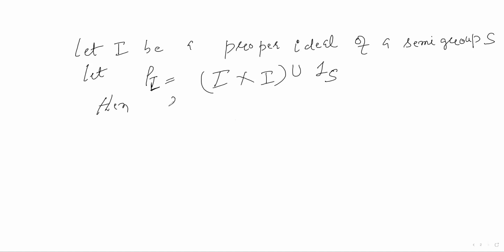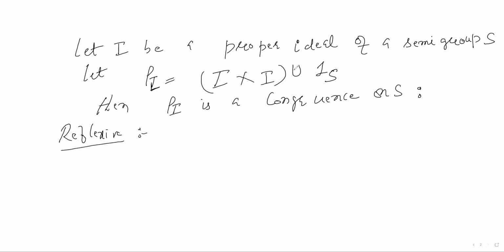Then rho I is a congruence on S. So to show that it is a congruence, first it must be an equivalence relation. So reflexive. Since the identity relation on S is a subset of rho I, it is clearly reflexive.